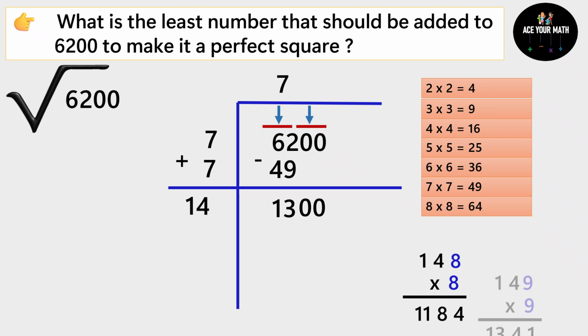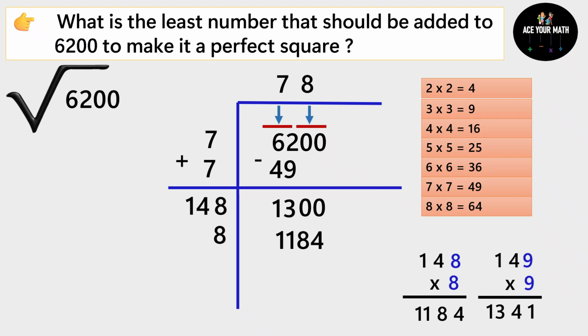So instead of 8, let's take 9 this time. It becomes 149 multiplied by 9, which gives you 1341. 1341 is greater than 1300. It means we need to take 8 here. So you write 8 in the answer at the top and 8 beside 14.